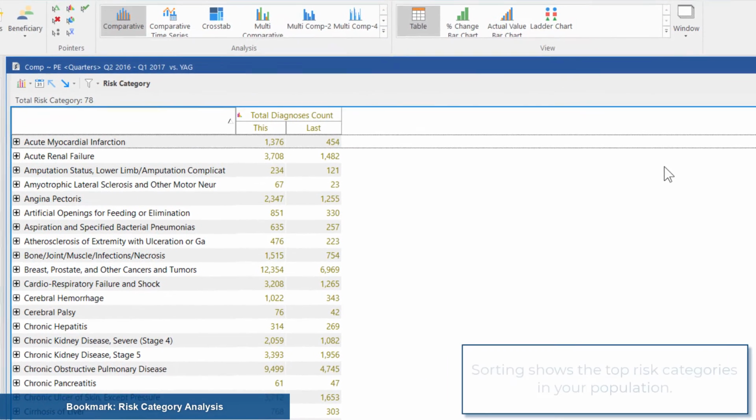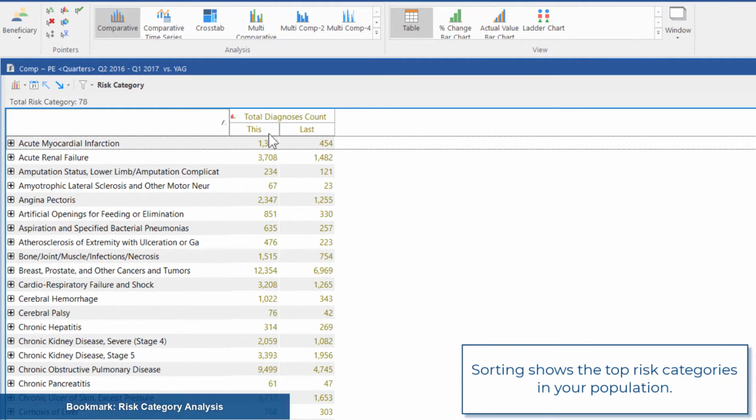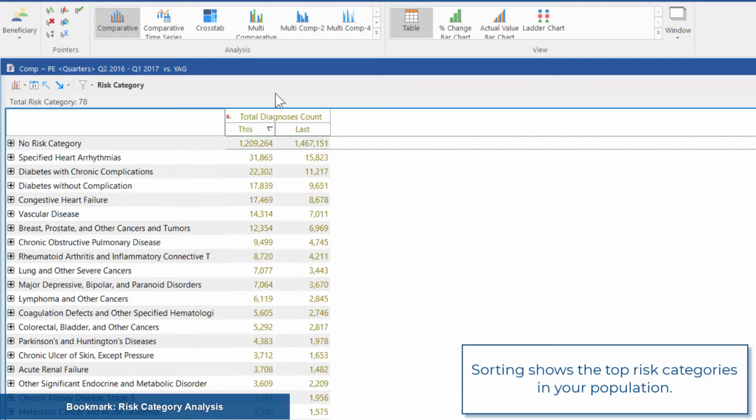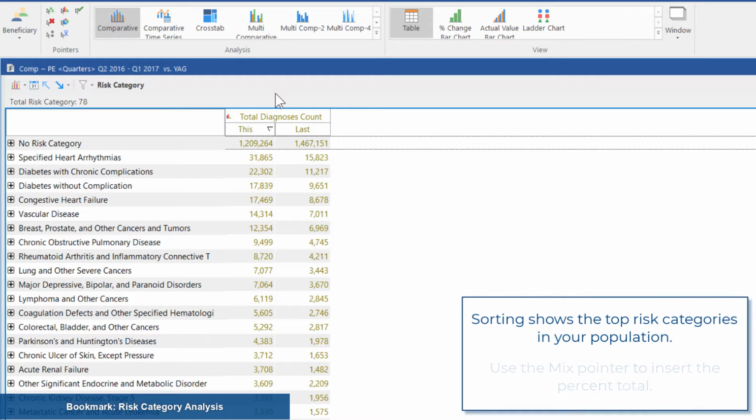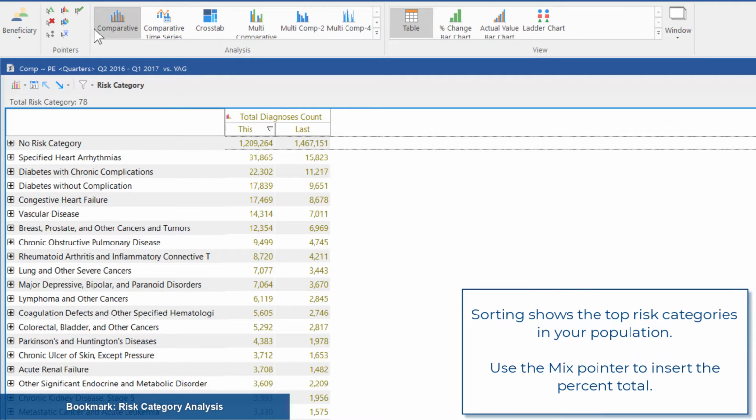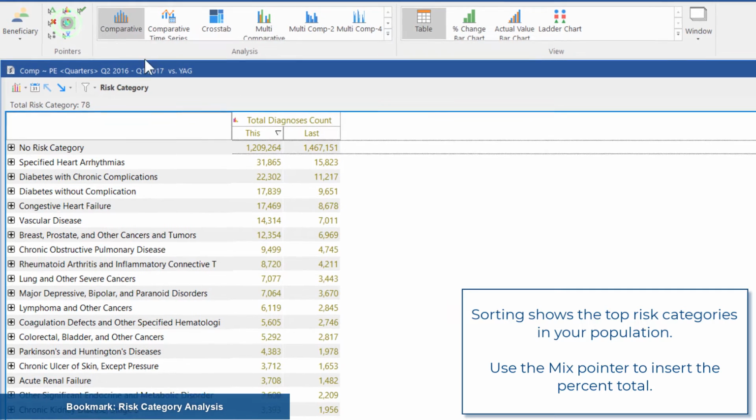Start by sorting the diagnoses count for this time period. That's the most recent complete 4 quarters. This will show you what the top risk categories are in your population. You can even use your mix pointer to insert the percent of total.